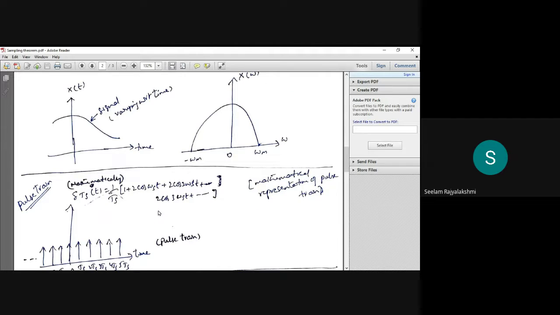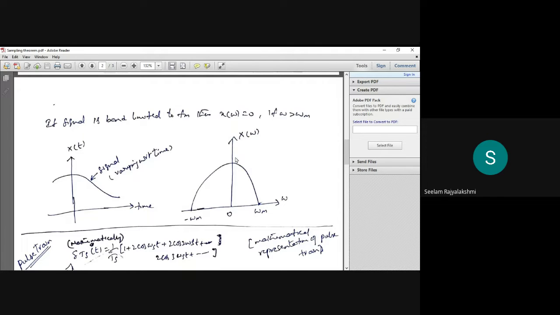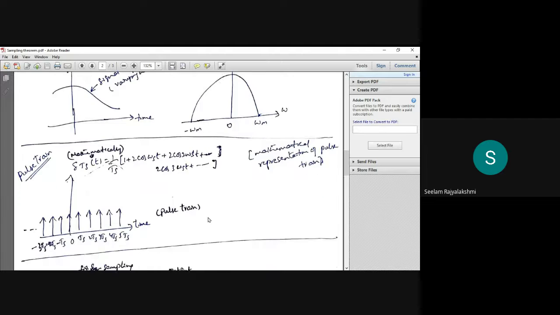Now let us consider the pulse train. So this is the actual signal, and this is the frequency x of omega at 0 when the signal band is limited to the maximum frequency. And now let us consider the pulse train. These are the pulses which are arranged like a train, that's why we are saying these are a pulse train. Here we have the center line, it is 0, and Ts, 2Ts, 3Ts, 4Ts, 5Ts, and so on, and negative values, minus Ts, minus 2Ts, minus 3Ts, and so on.